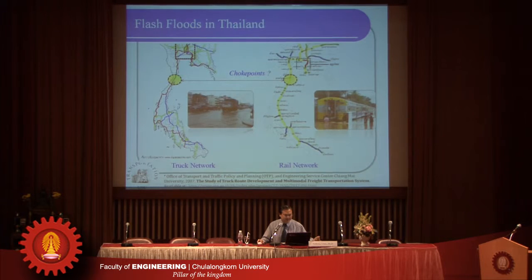And are these the potential bottlenecks that connect the north and the south? So anyway, you can run this decision support tool for the case of floods, so that you can come up with an alternative plan if there are no alternative routes.